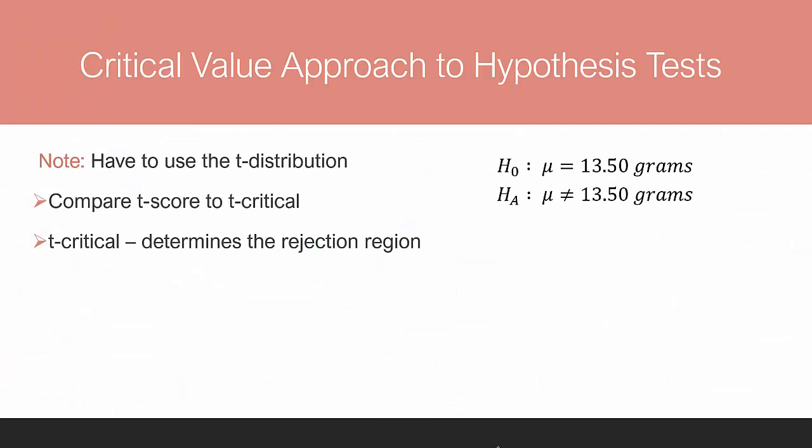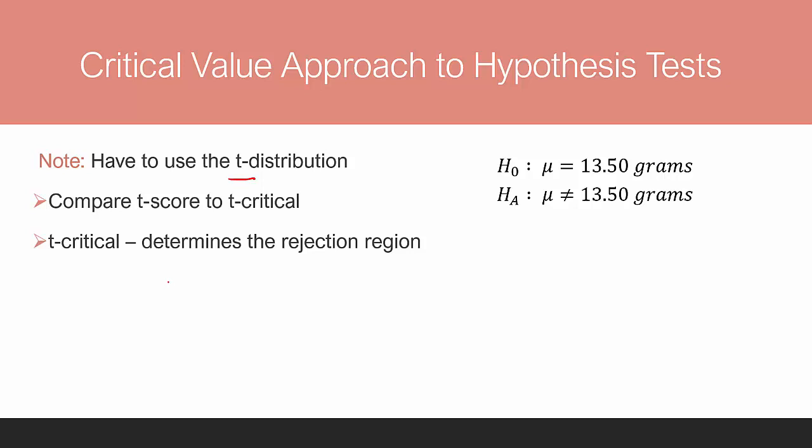We're going to start by using the critical value approach to hypothesis testing. I'm going to show you several approaches. Each of those 4 approaches are mathematically equivalent. So I'm going to start with the critical value approach because I believe it's the one that makes the most intuitive sense. For this problem, we have to use the t distribution. We do not get to use the z distribution. We have to use the t because we've got a sample standard deviation. We're going to compare a t-score to a t-critical value. The t-critical determines the rejection region.